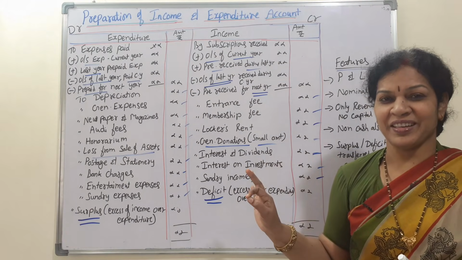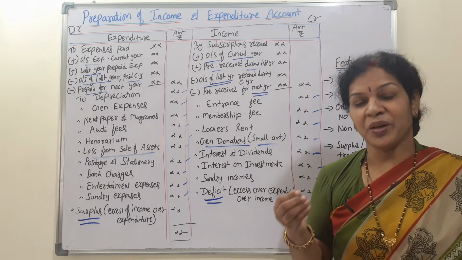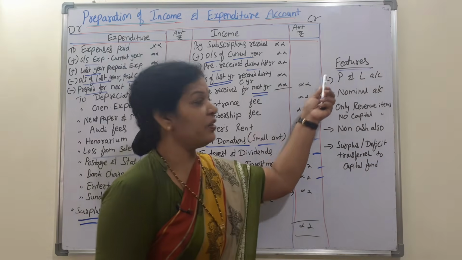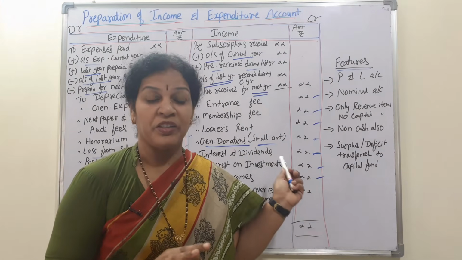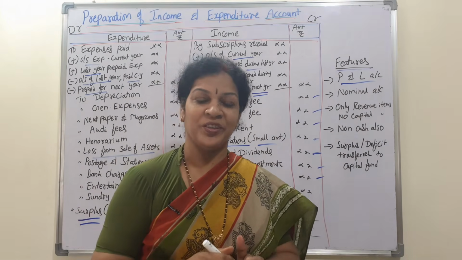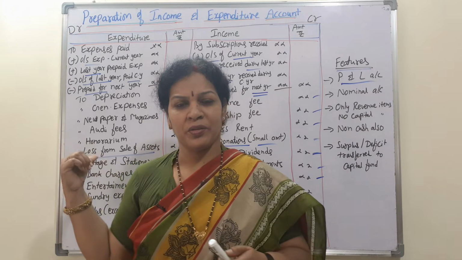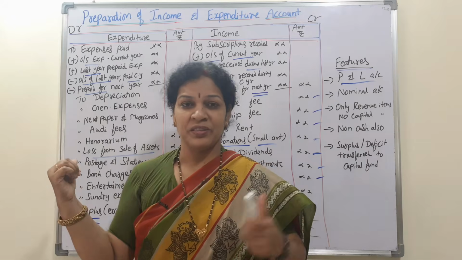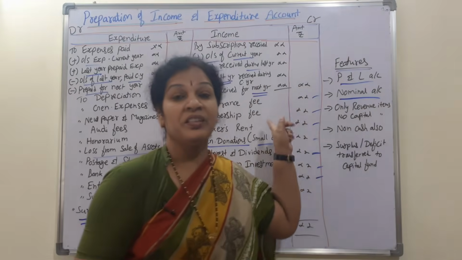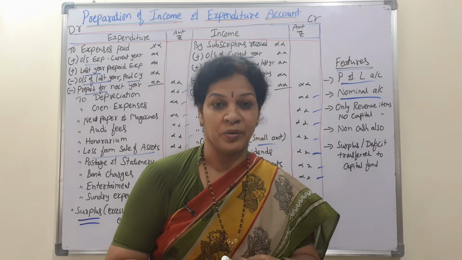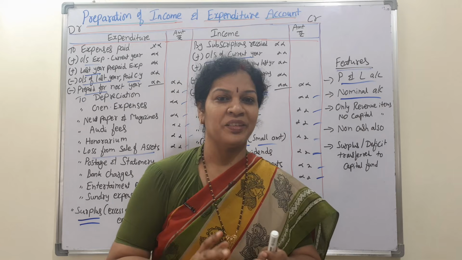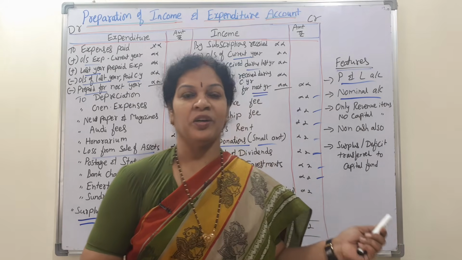Now if you understand, it's very easy to know the features of the income and expenditure account. Let me give you a small briefing. The features of the income and expenditure account, first one: it is just like the profit and loss account, I already told you. Just like the profit and loss account, all the expenses and losses on the debit side, incomes and gains on the credit side. Next, the nature of this account is just like a nominal account. Nominal account, do you remember? Nominal account means we write all the expenses and incomes only. So this is related to the nominal account.